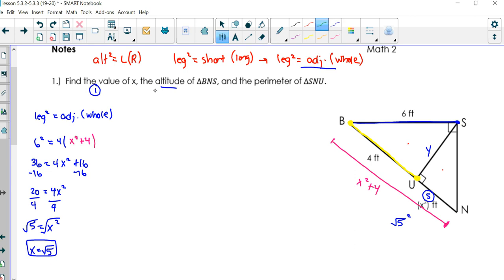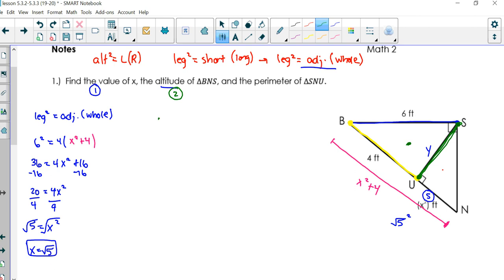Okay. I want to find the altitude of triangle BNS. So I want to find this length right here. So I want to figure out what y is. Okay, one way that we could do it is we know that for this triangle right here, triangle BUS, we have 2 of the 3 sides.